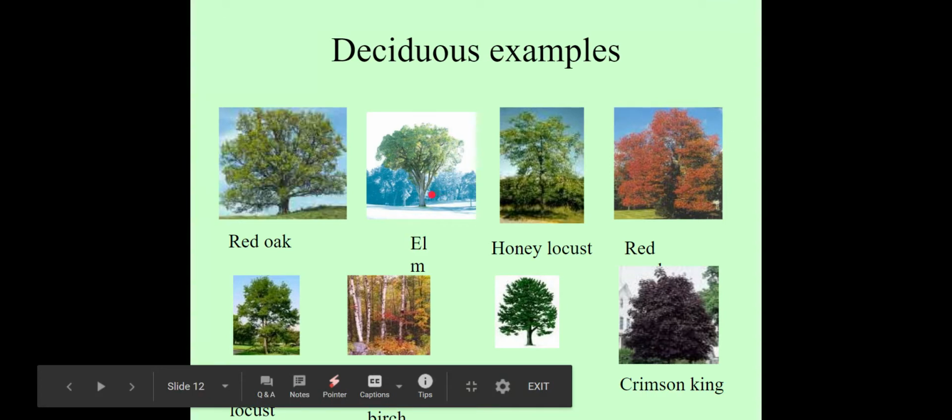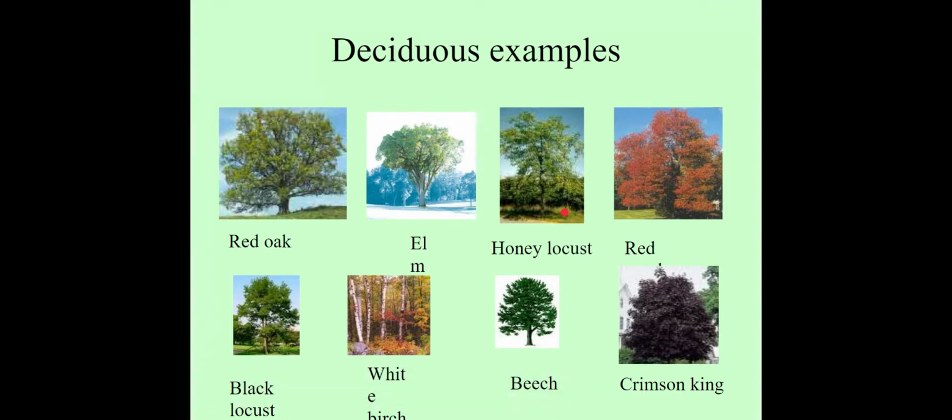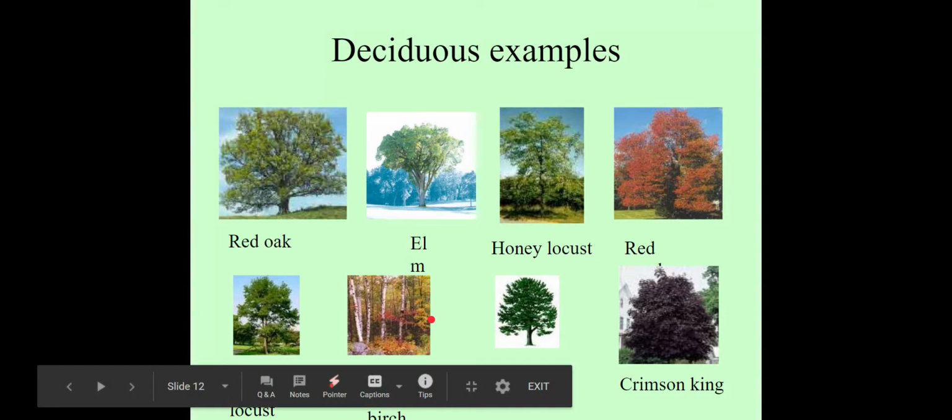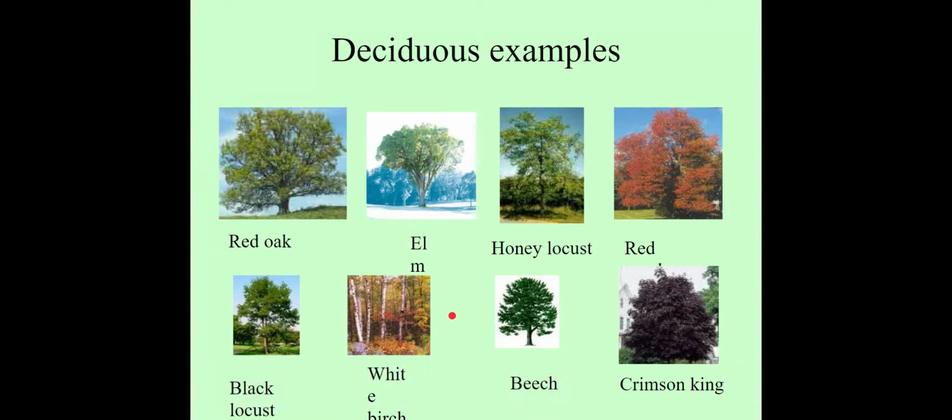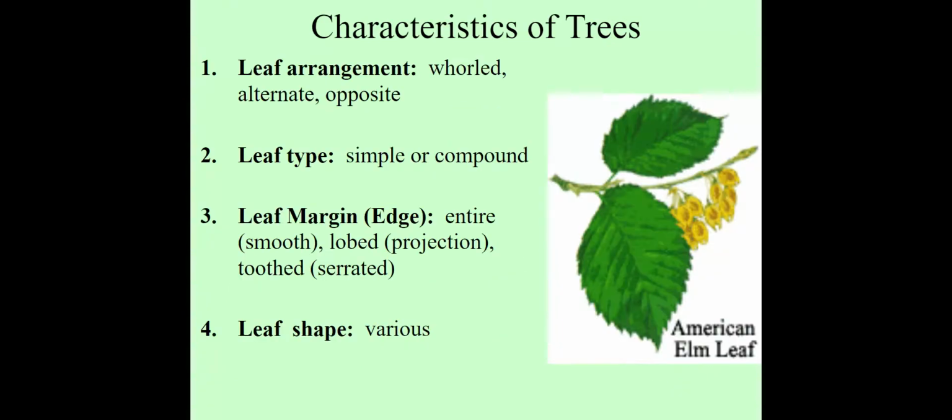Elm trees have this very characteristic vase shape here. Honey locusts have big, long seed pods. Oaks have acorns. White birch, you see the bark of that tree. Also, you have a paper birch, which has a darker bark, but it peels off like paper.